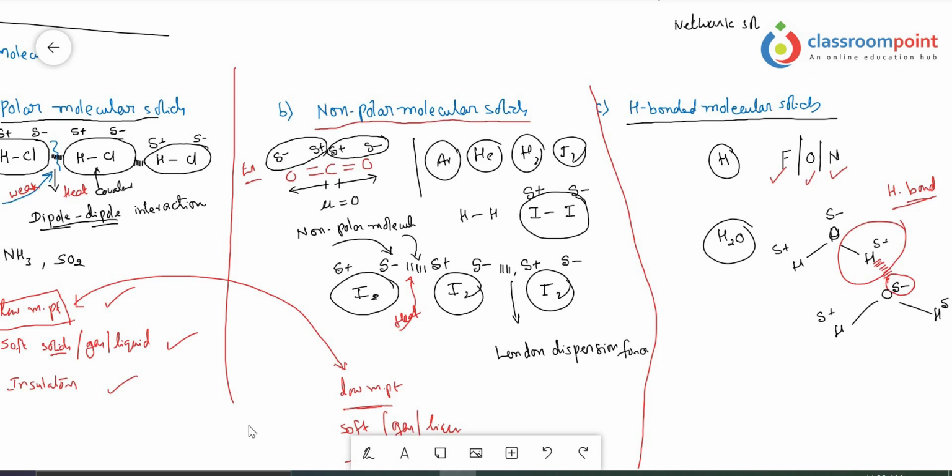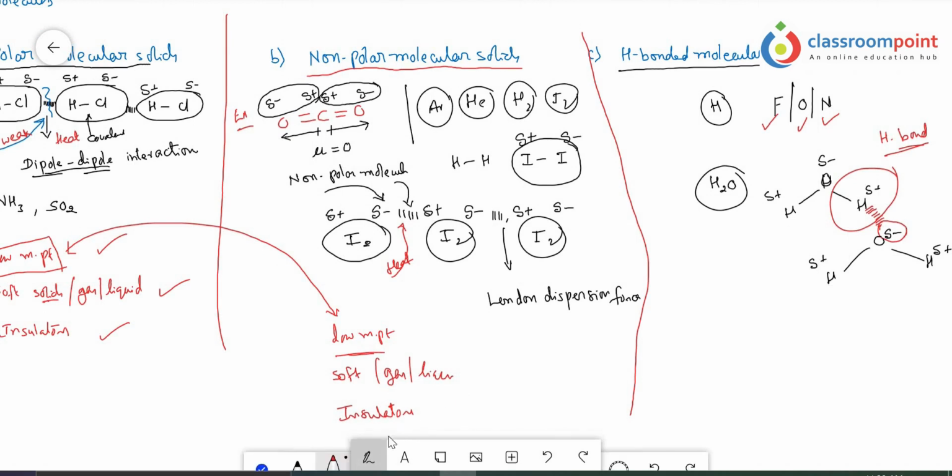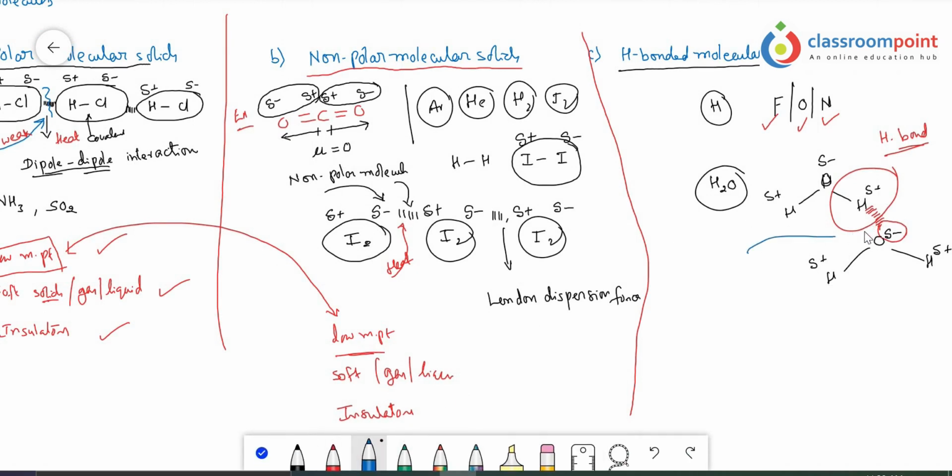It is such a strong bond. Since it is so strong, it needs a bit more heat energy to be broken. Hence, it has a high melting point value in comparison to the other two. But as a whole, in comparison to other solids, meaning ionic solids and covalent solids, the melting point is low. But compared with non-polar molecular solids, it is very high. Next, these are hard.